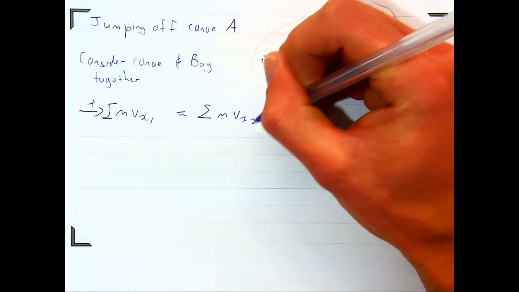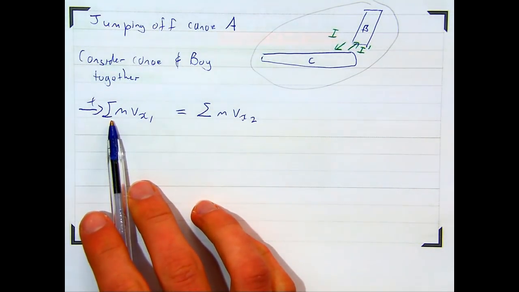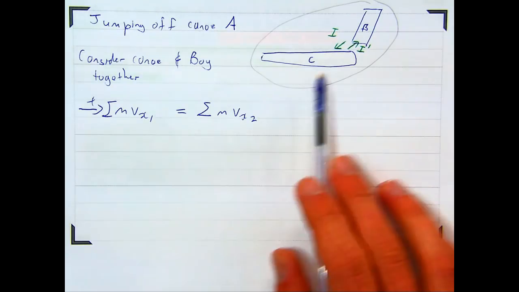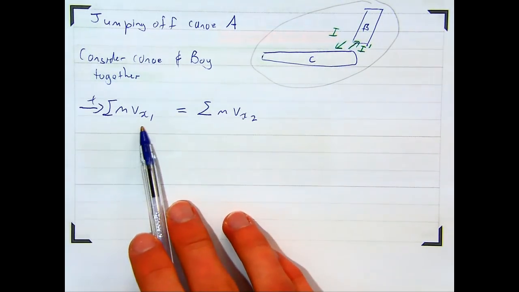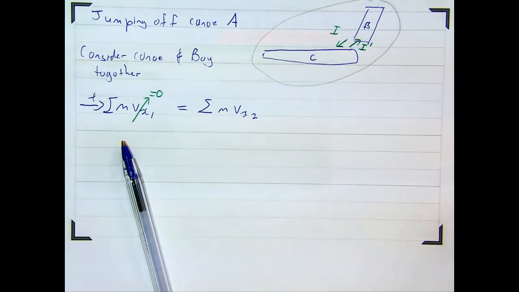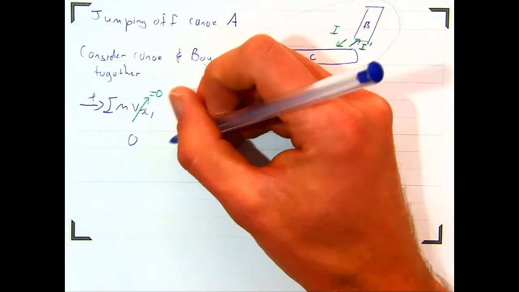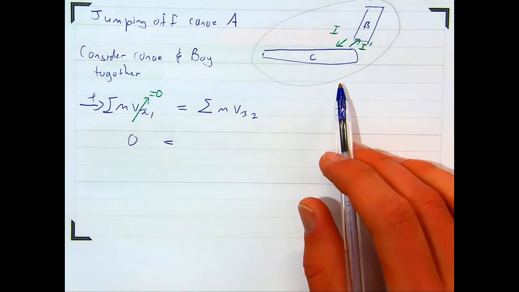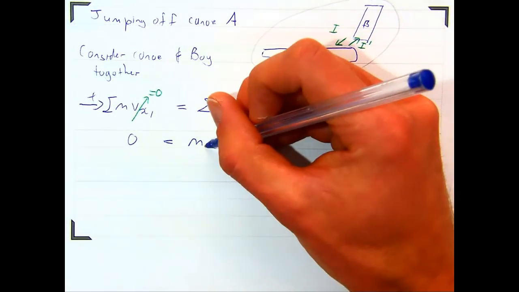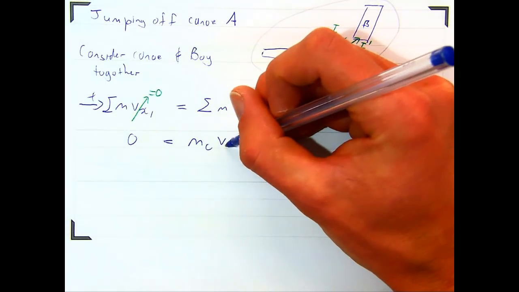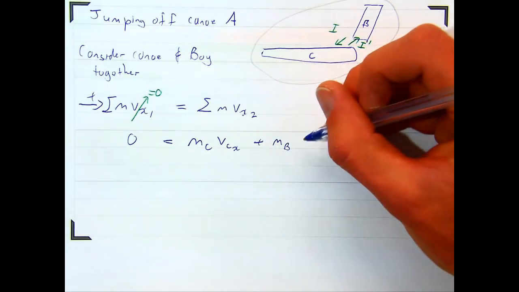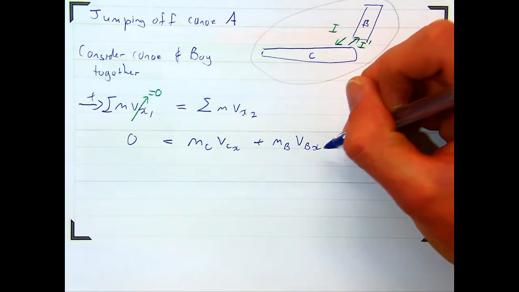The sigma sign means we must consider both the momentum of the canoe C and the boy B, but initially both of them are at rest. That is, before he jumps, both of them have a velocity of 0, and then once he is in the air, the canoe would have a velocity and the boy would have a velocity which is different to that of the canoe. So this is the mass of the canoe times the velocity of the canoe in the x direction plus the mass of the boy times the velocity of the boy in the x direction.